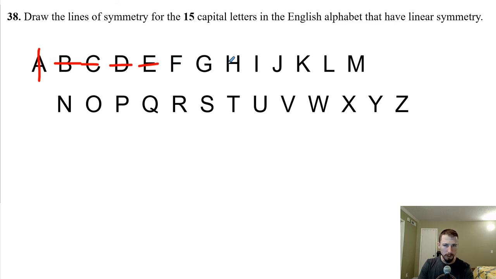F does not have lines of symmetry. You see what we're doing? H is only a vertical line of symmetry. I could technically go both ways, but that's splitting atoms at that point. J, no. K, no. L, no. M, yes. Oh, that was supposed to be vertical.